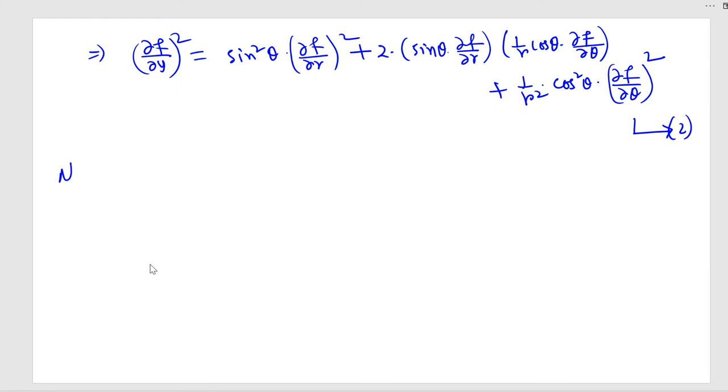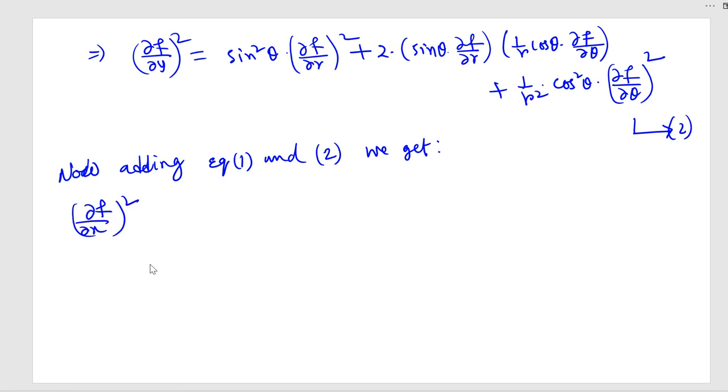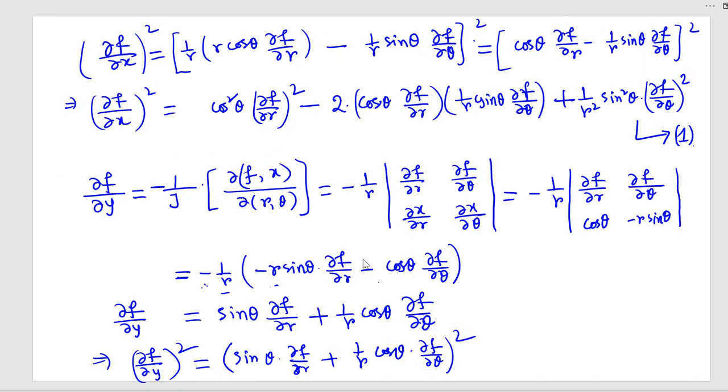So now, adding these two equations, we get del f del x whole square plus del f del y whole square. So there we have 1 by cosine square theta del f del theta, del f del r.